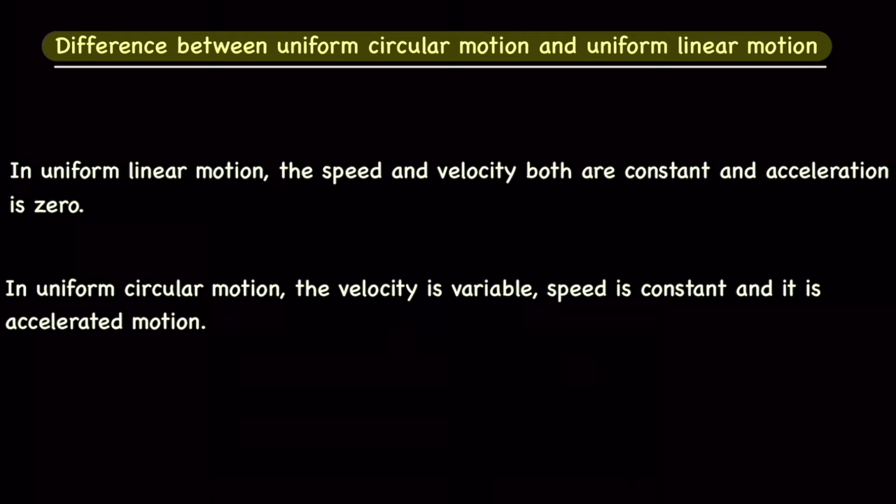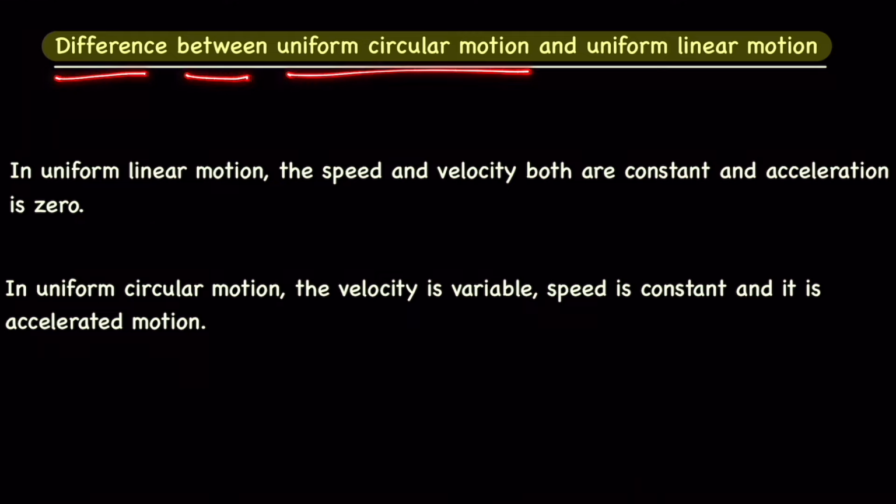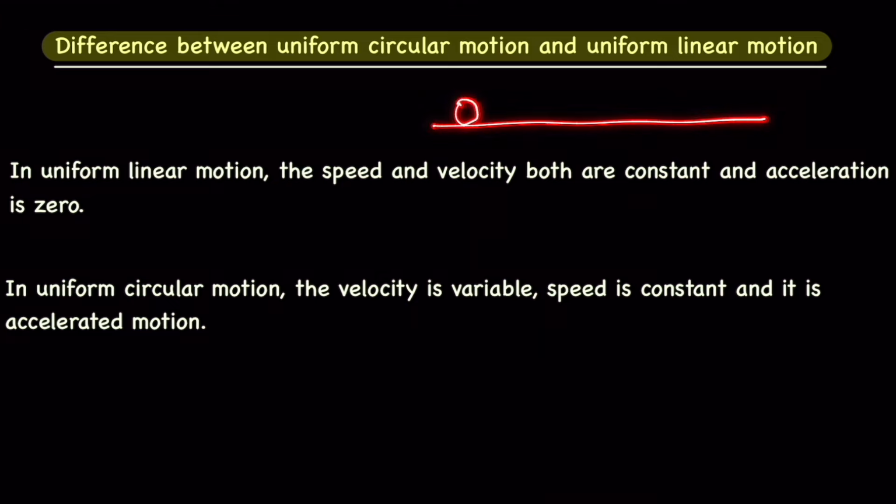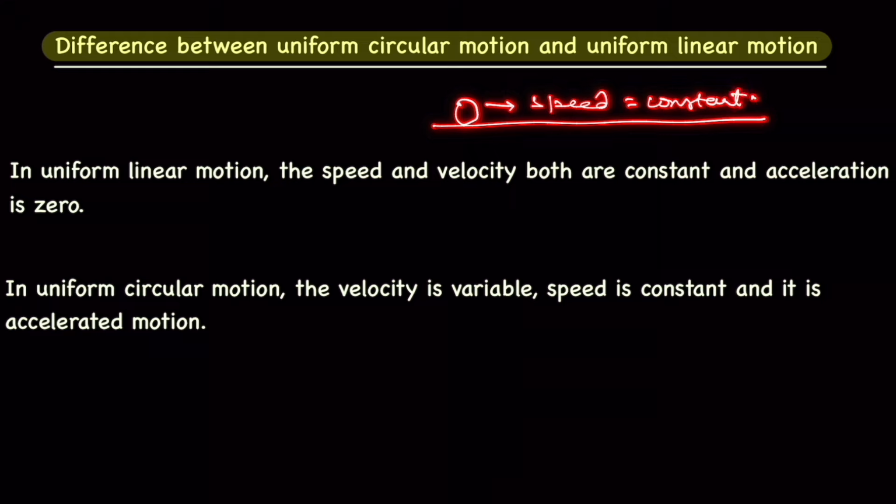Next is the difference between uniform circular motion and uniform linear motion. In uniform linear motion, you studied in ninth grade that when a body moves in a straight path with a constant speed, it is said to be in uniform linear motion. See, in this case, the direction of the body is not changing. It's a straight path and the body is moving on the straight path. So in this case, speed and velocity both are constant.